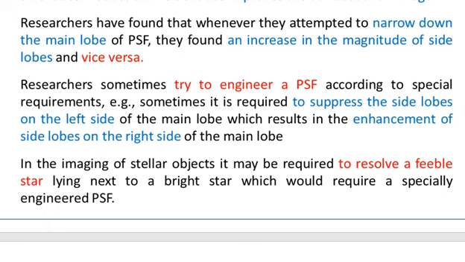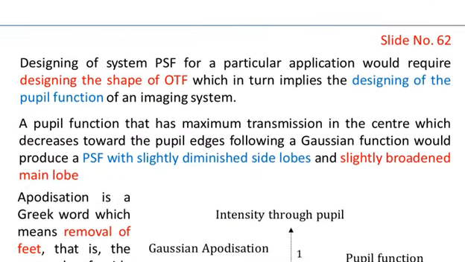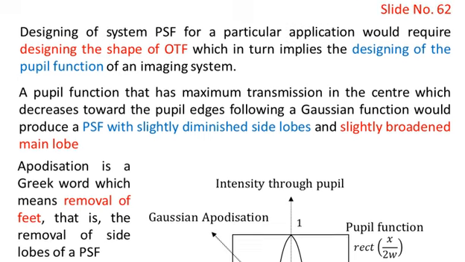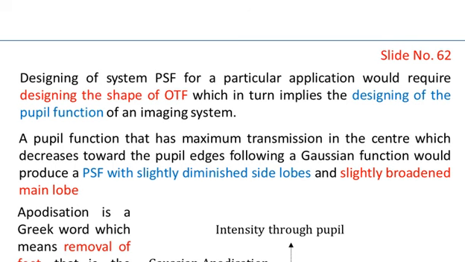In the imaging of stellar objects, it may be required to resolve a feeble star lying next to a bright star, which would require a specially engineered PSF. So according to different requirements, you need a specially designed point spread function, so that such a PSF can serve the purpose for which it is designed. Designing of a system PSF for a particular application would require designing of the shape of the optical transfer function, which in turn implies the designing of the pupil function of an imaging system.